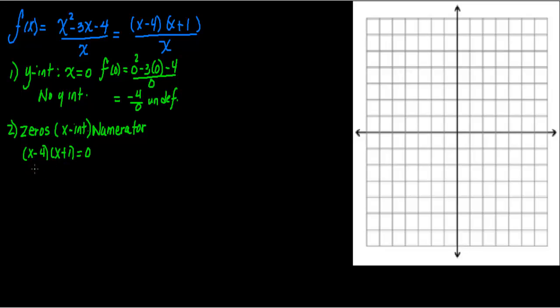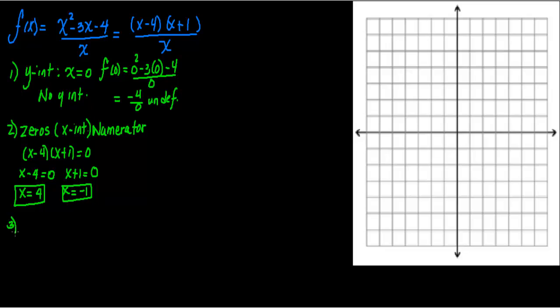And then we're going to use the zero product property. That means if x minus 4 times x plus 1 is equal to 0, then x minus 4 must be 0, or x plus 1 must be 0, or both. And then we solve for x. x equals 4, x equals negative 1. These are the zeros, or the x-intercepts.